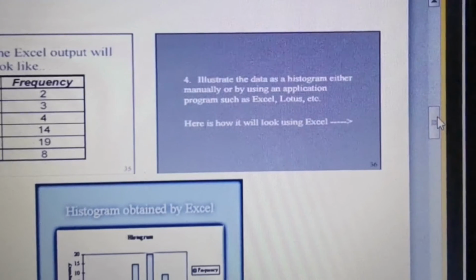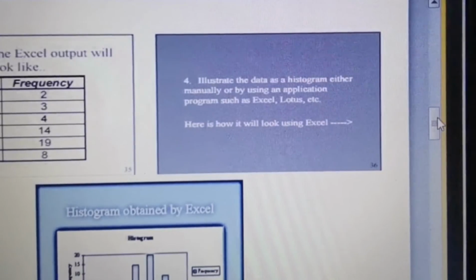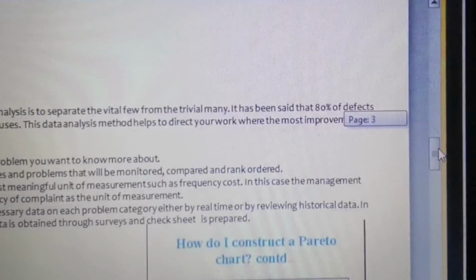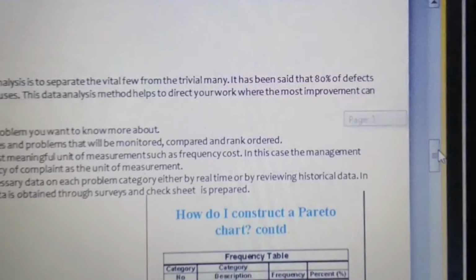There are also different uses of the histogram in business, but I am showing you this one so you can relate better. Then the next one is the Pareto chart. The purpose of Pareto analysis is to separate the vital few from the trivial many. For example, 80% of defects come from 20% of causes.